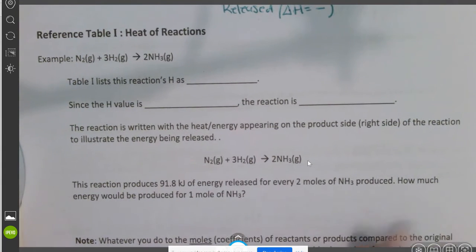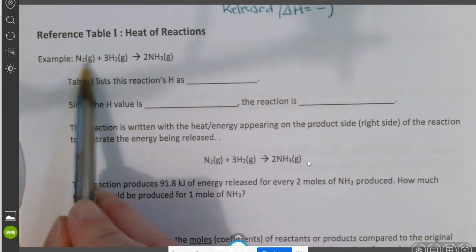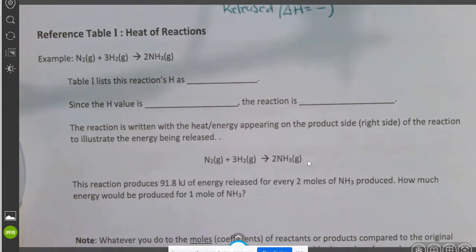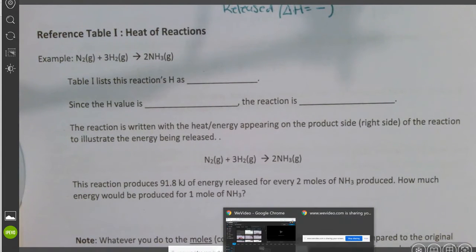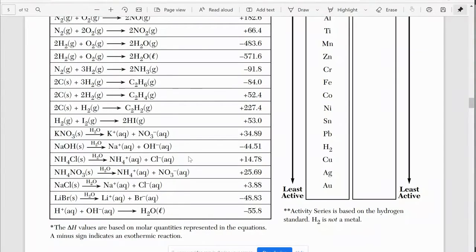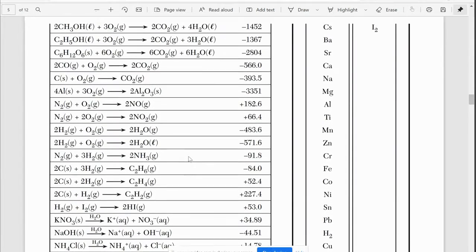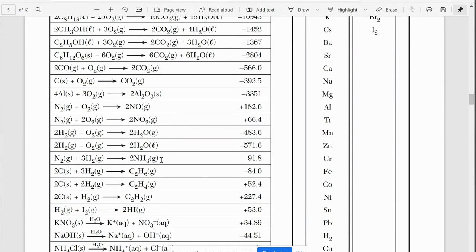So for this one, we're going to simply identify the reaction that they're giving us. So this is the synthesis of ammonia. So I'm going to look at table I and find that reaction. I can find that right here in the middle. Make sure all the phases match. In this case, everything matches, all my coefficients match, and it's written in the same direction.